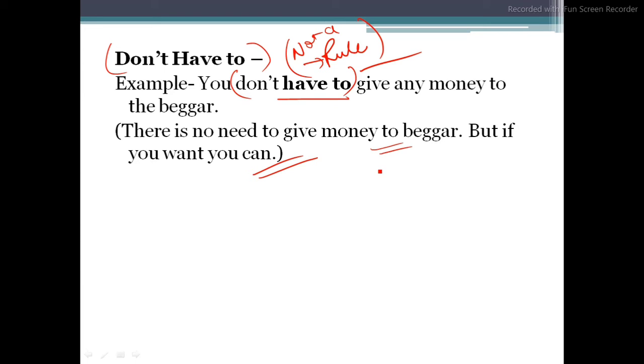It is neither a compulsion, but if you want, you can. It is completely up to you. If you want, you can give money to the beggar. If you don't want, you need not. So therefore don't have to is used when there is no compulsion.